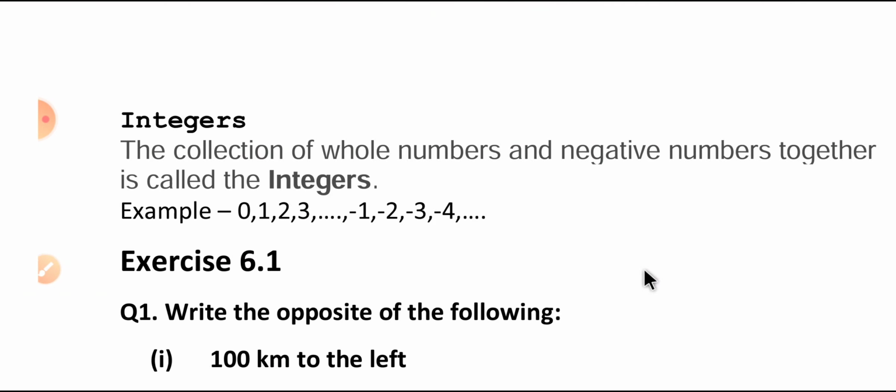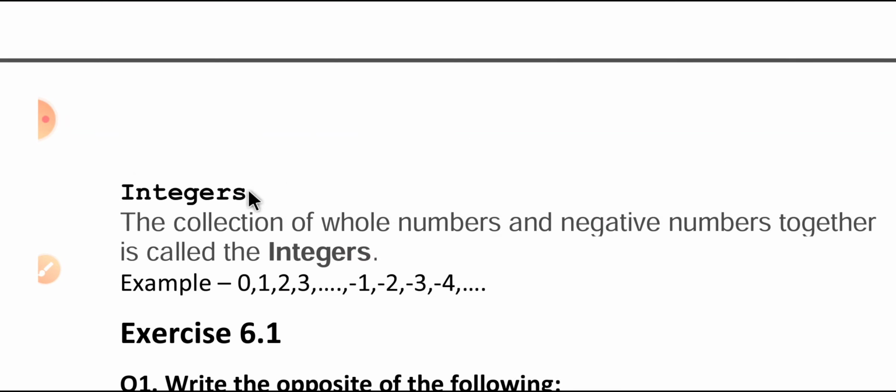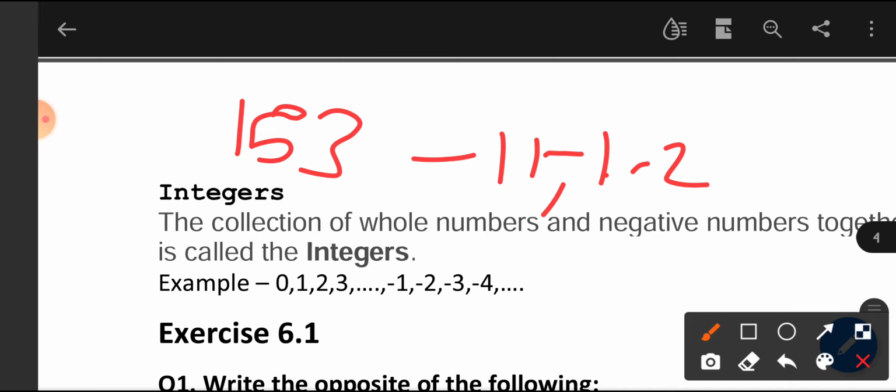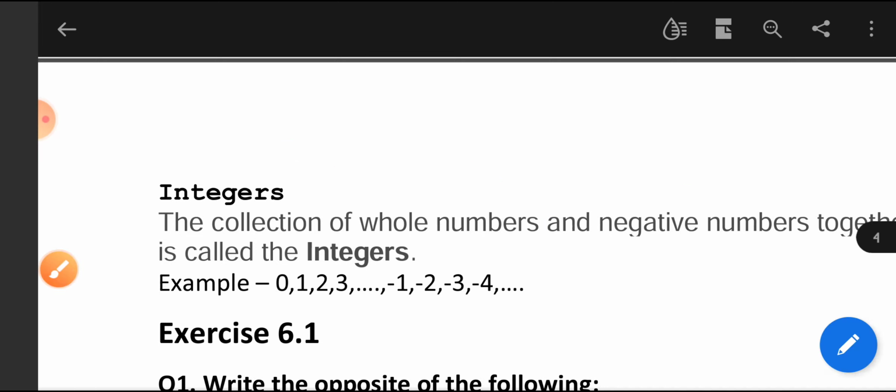So you can see that integers, what we heard about integers, that the collection of whole numbers and negative numbers together is called integers. For example 0, 1, 2, 3, then minus 1, minus 2, minus 3, or any example you can take, minus 11, minus 12, then 153. All these numbers are known as integers.